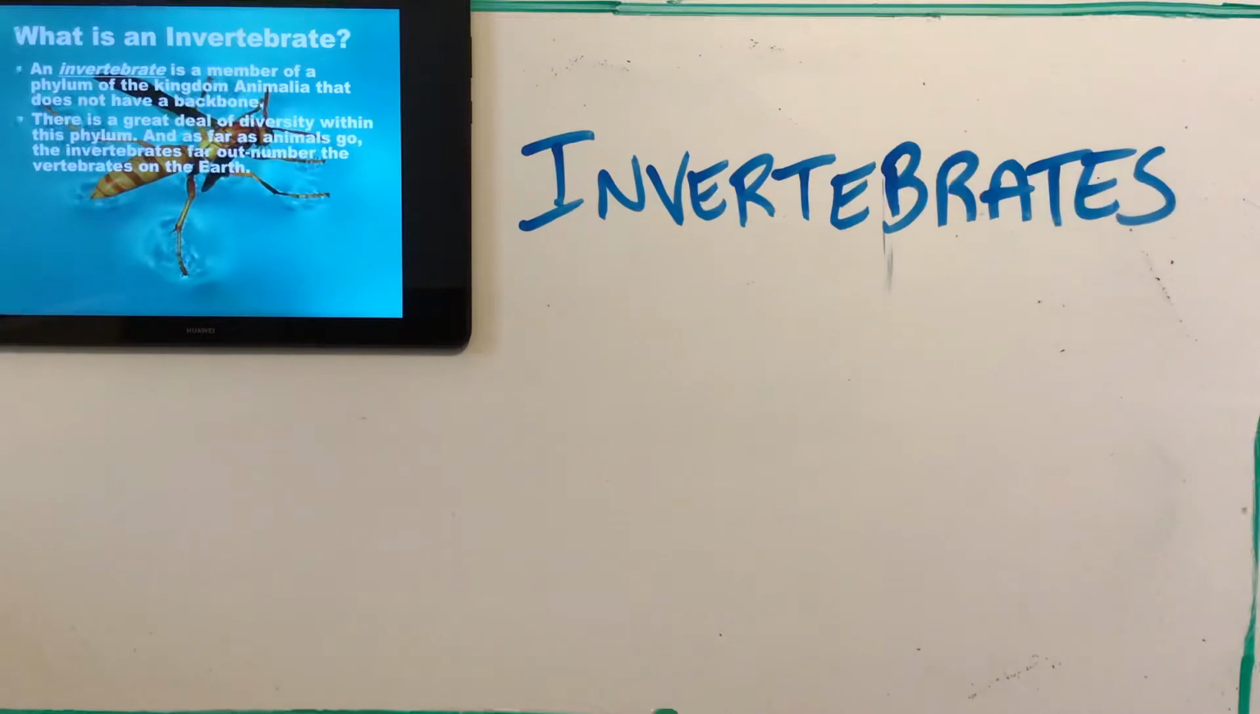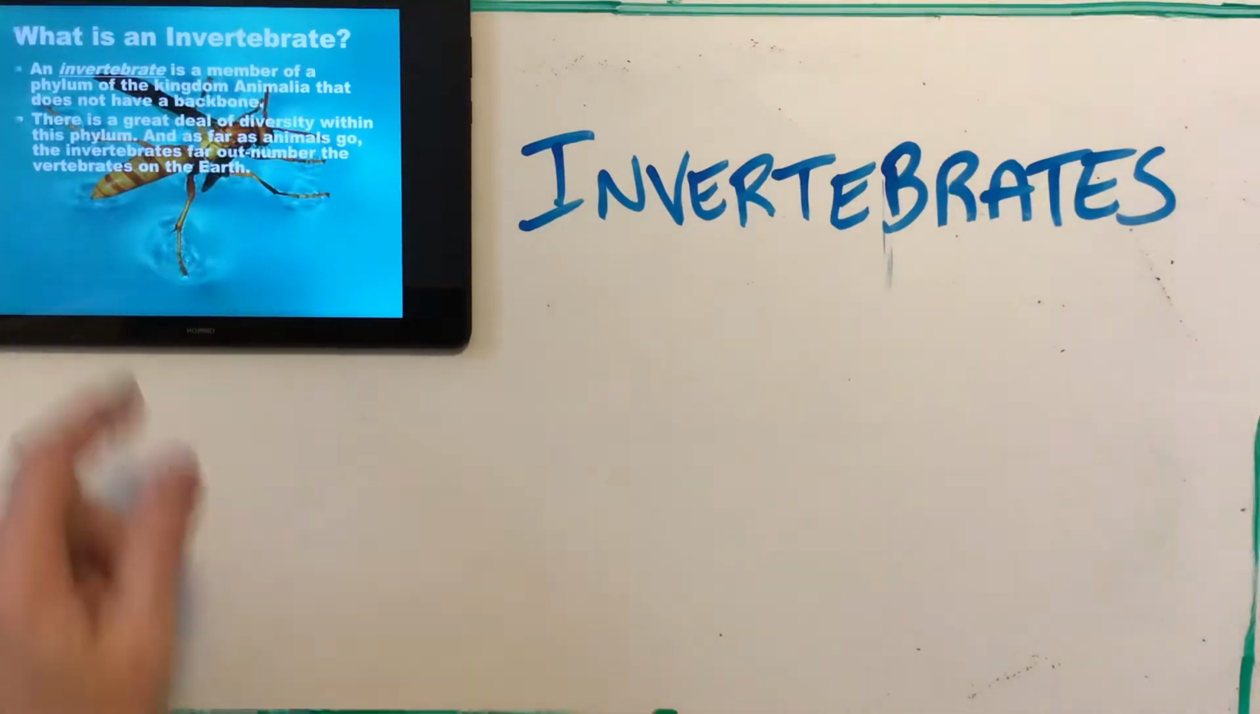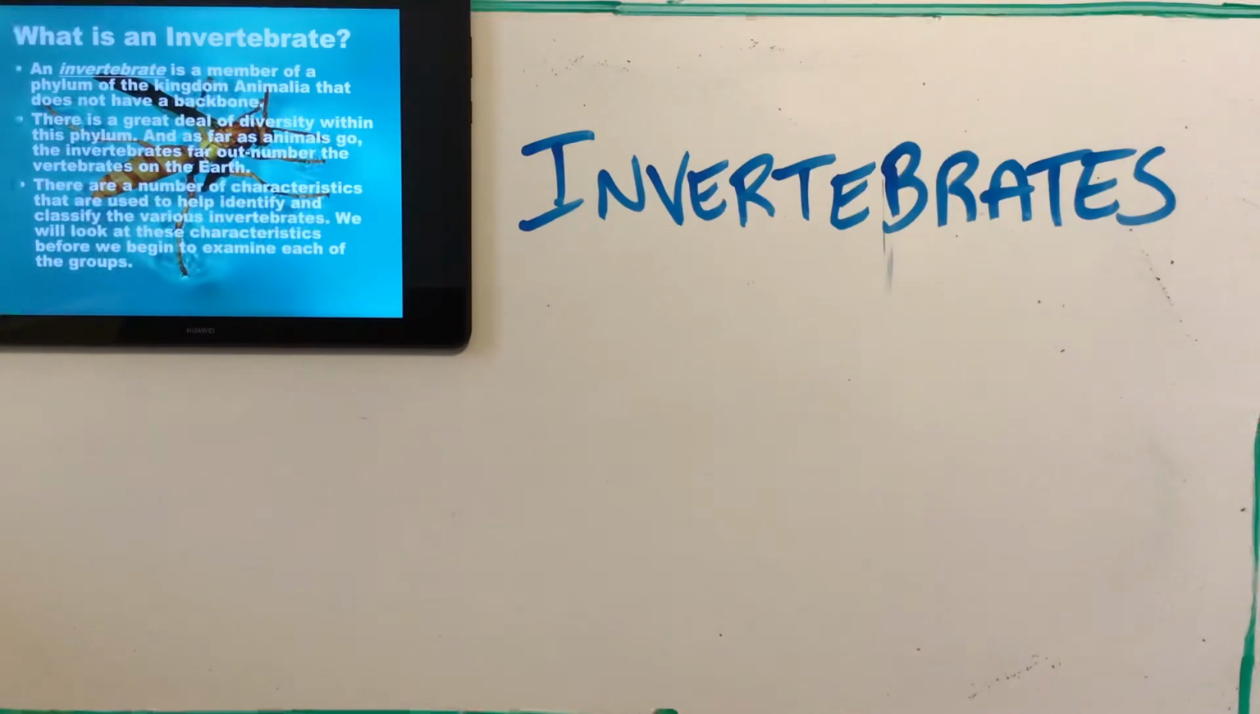There's a huge amount of diversity in these things. As far as animals go, there's way more of these than there are of vertebrates, what we are. There are a number of characteristics that we're going to use to identify things, and we'll go over a bunch of those before we get too deep into the actual groups.